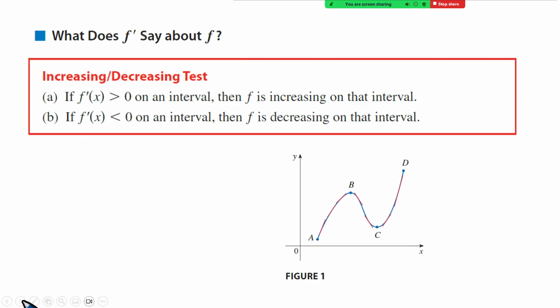Now we ask this question: what does f prime say about f? What does the derivative of the function f say about the function? Because we can use a derivative to understand the function f in terms of whether the function is increasing or decreasing. Let's look at the increasing or decreasing test. If f prime of x is positive on an interval, then f is increasing on that interval.